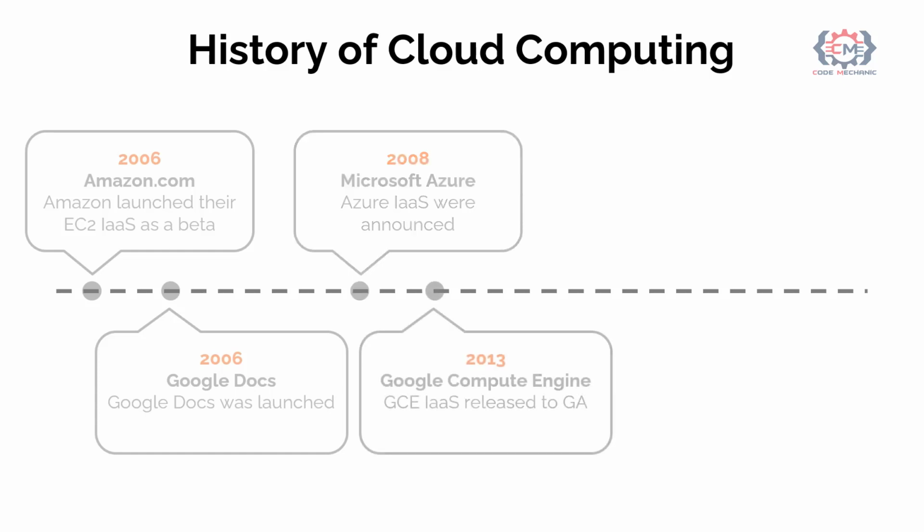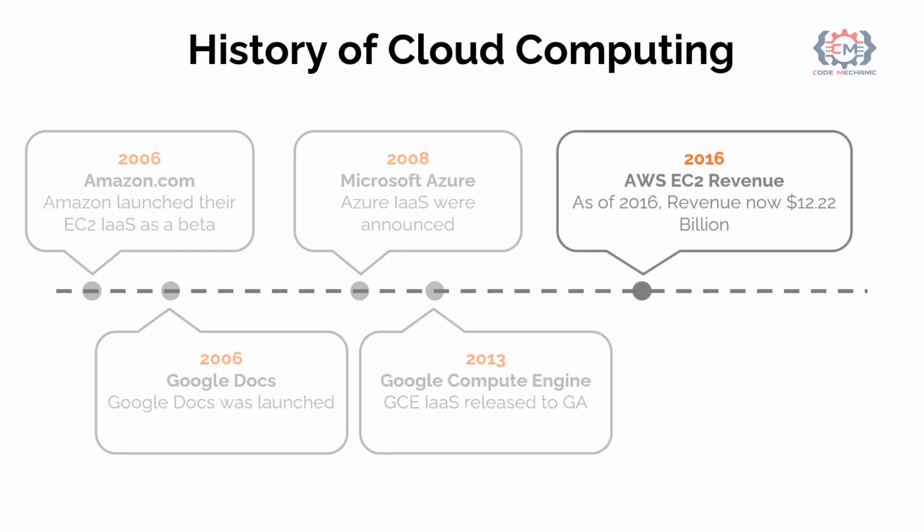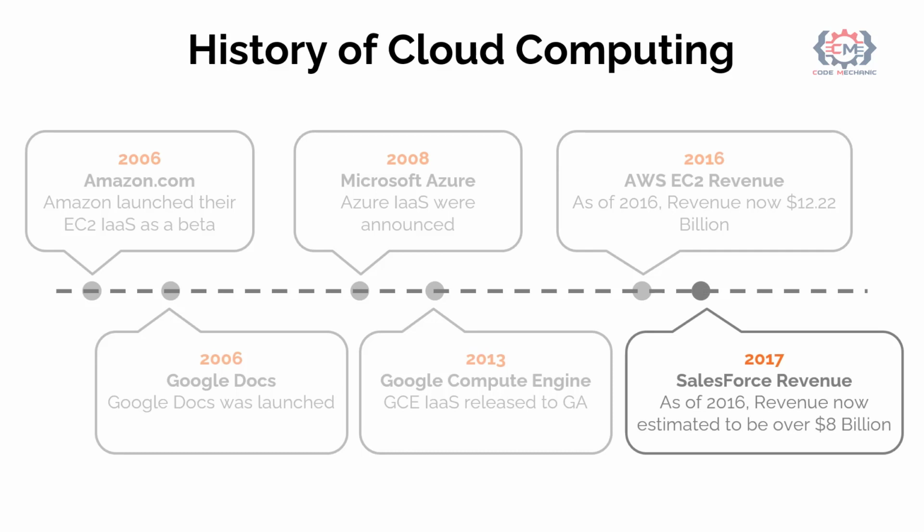In 2013, Google Compute Engine or GCE was launched. This is Google's Infrastructure as a Service solution, and now in 2016 and 2017, AWS EC2 revenue is at $12.22 billion and Salesforce.com revenue is estimated to be at over $8 billion in 2017. So, as you can see, from when Salesforce.com was launched all the way back in 1999 until today, cloud computing has been around a long time. And it's taken off just tremendously.